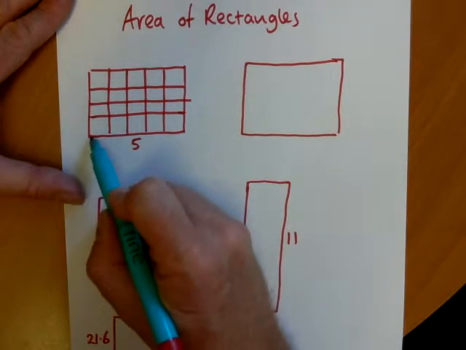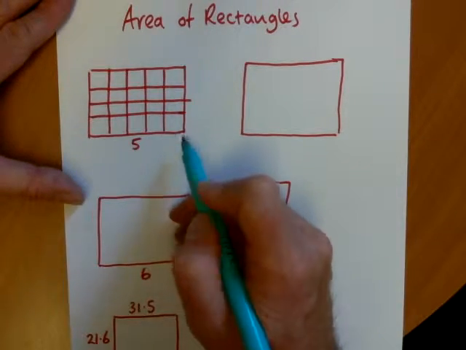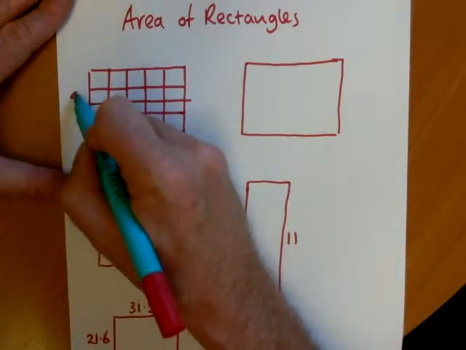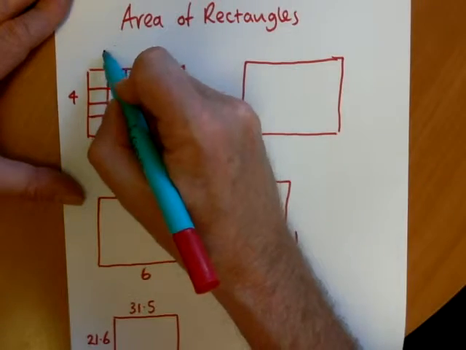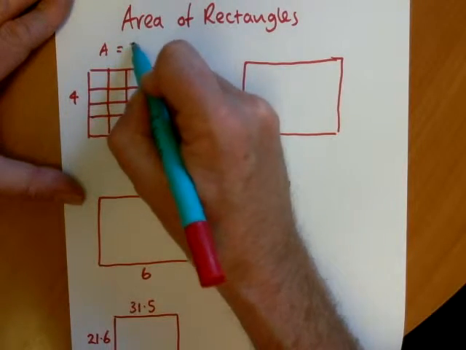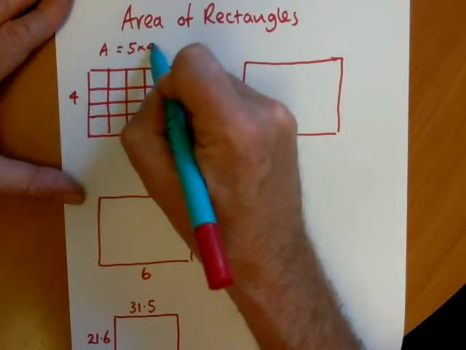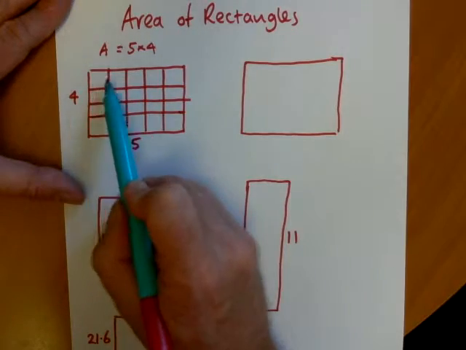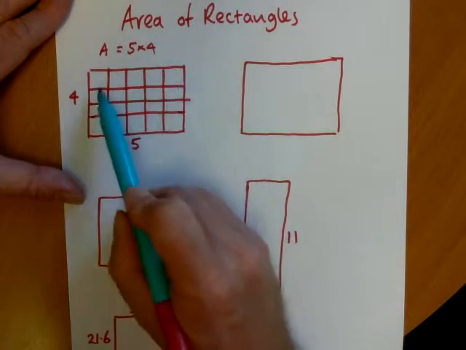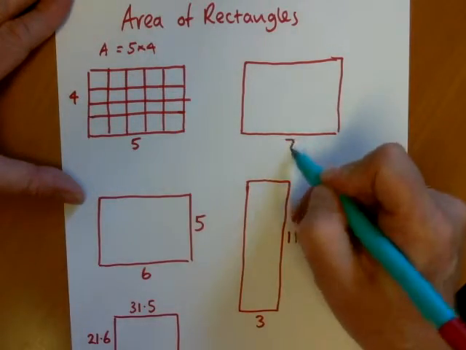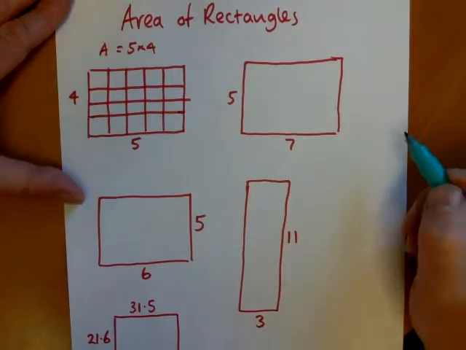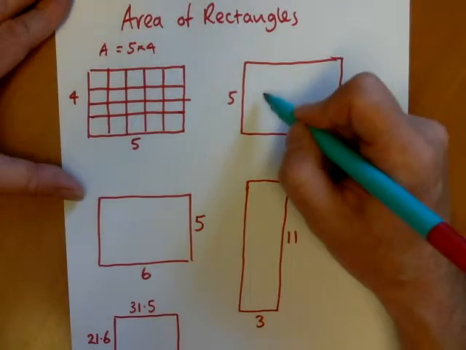Alright, what we do is we need to know the length and the height or the width of the rectangle, and then all we do is multiply. So the area of this rectangle is 5 times 4. And that kind of makes sense really, because we've got 5 squares in each row and we've got 4 rows, so 5 times 4.